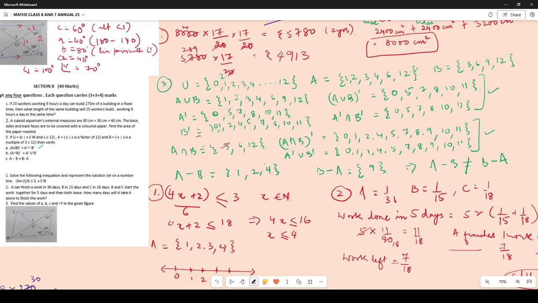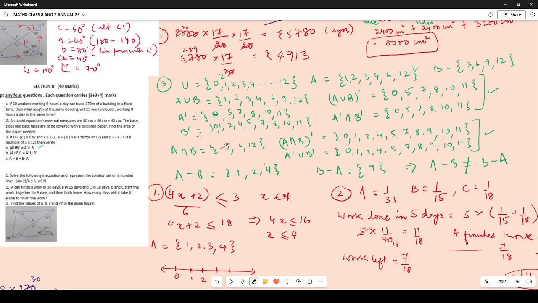A intersection B complement. So A intersection B is what? 3, 6, 12. Remember over here A and B, so 3, 6 and 12 is present in both the sets. So A intersection B is 3, 6, 12. So what will be A intersection B complement? 3, 6, 12 को छोड़कर बाकी सब: 0, 1, 2, 4, 5, 7, 8, 9, 10, 11.